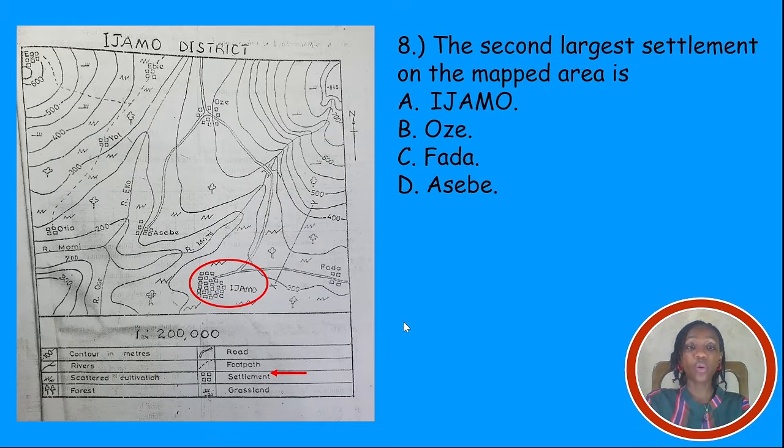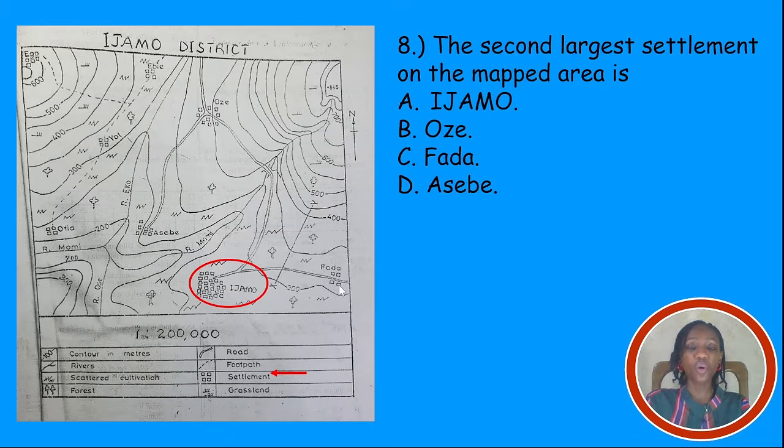And now, looking at the number of tiny boxes there, that tells us that it's a very large settlement. So now to get the second largest settlement of the map, all we need to look for is the next settlement that has the highest number of boxes after Ijamo settlement. So you guys can pause the video here and attempt to answer the question yourselves.